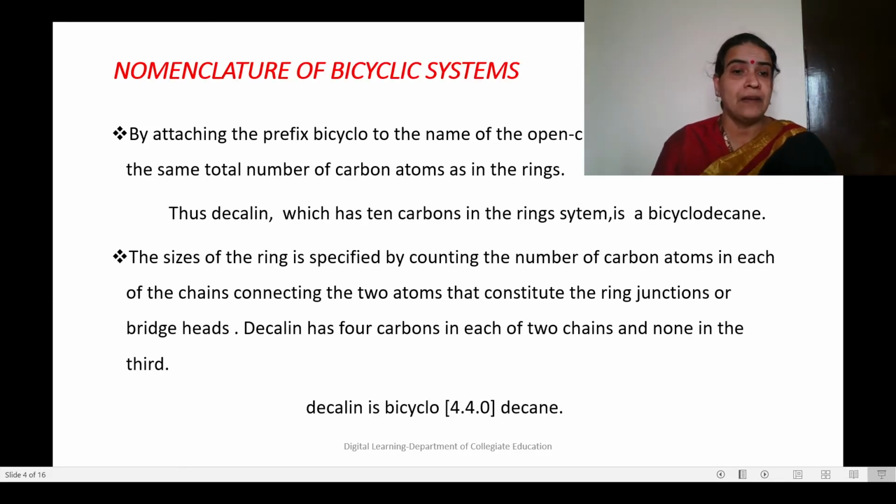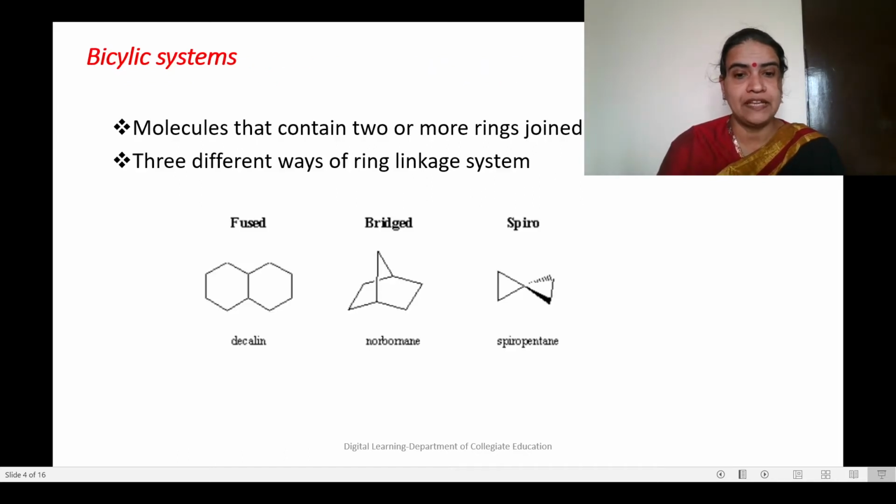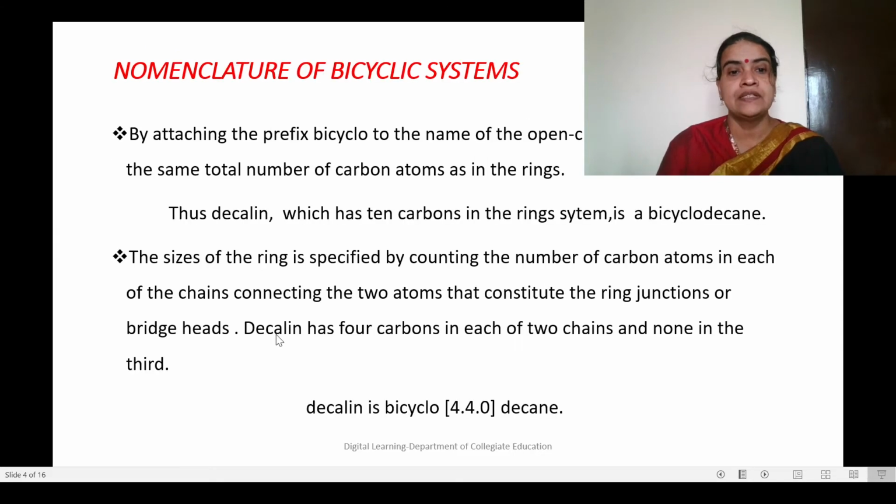Now, coming to the nomenclature of bicyclic system, for example, the previous decalene we will take first. Decalene, how many carbon atoms does it contain? 1, 2, 3, 4, 5, 6, 7, 8, 9, 10. So it contains 10 carbon atoms. That is why decalene. So how to name this? Simple word naming is decalene, but IUPAC nomenclature will be different.